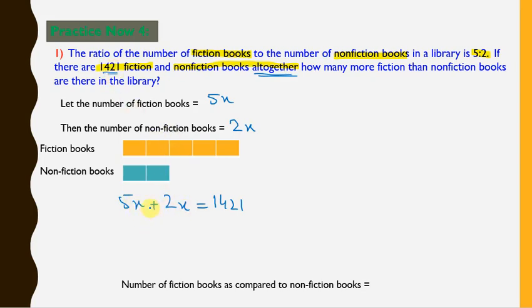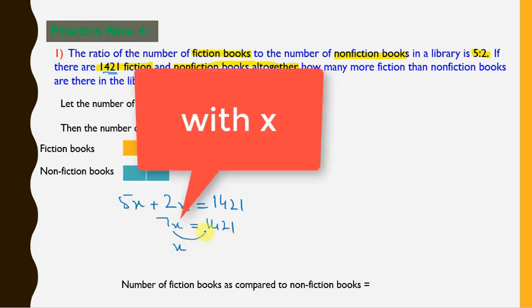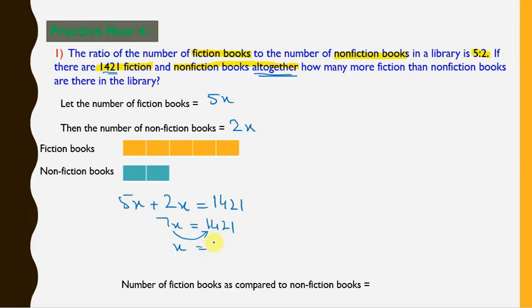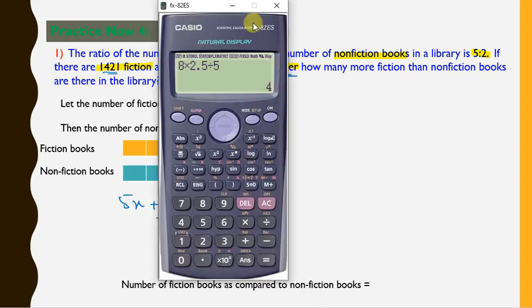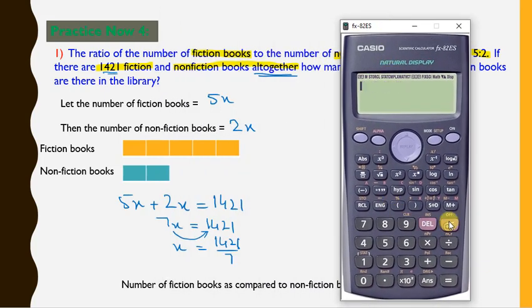Okay, now we will add these together. These are like terms having the same variable x, so we will add them and we get 7x equals 1421. 7 is multiplying, and when we shift it to the other side, it will divide. So that will be 1421 upon 7. Let's see what will be the answer.